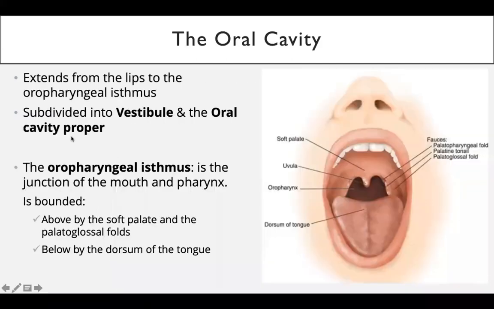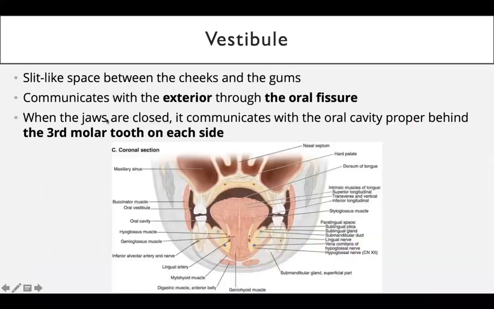So previously we have heard of the vestibule and oral cavity proper. Now we go to the vestibule. What is the vestibule? It's a slit-like space, a space between the cheeks and the gums. So here, in this diagram, you can see the oral vestibule is this slit-like part. It lies between the gums and the medial mucosa of the buccinator muscle, right? The cheek muscle. This is the buccinator muscle, also known as the cheek muscle.